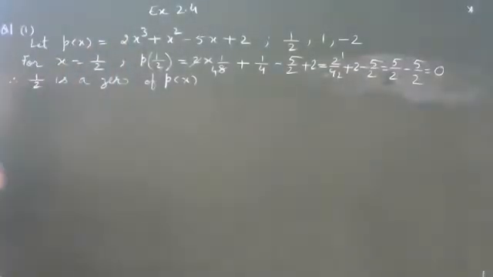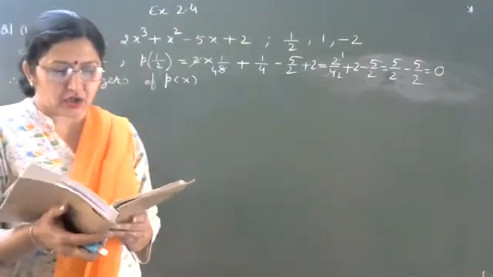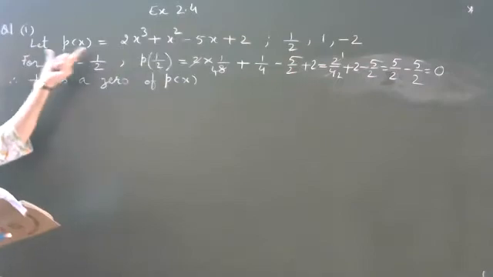So here, exercise 2.4, question number 1. In this question, what was there? Verify that the numbers given alongside of a cubic polynomial. It is a cubic polynomial and we have supposed it as p(x).